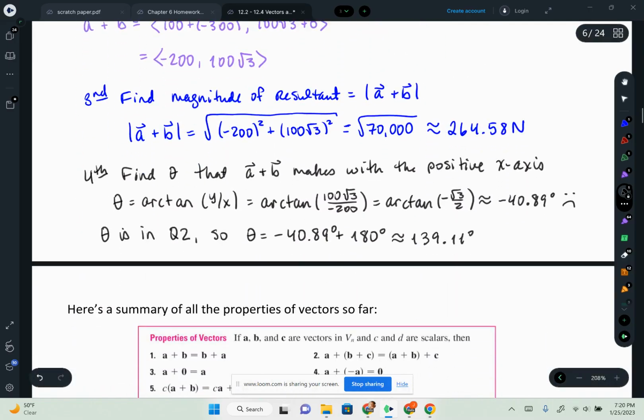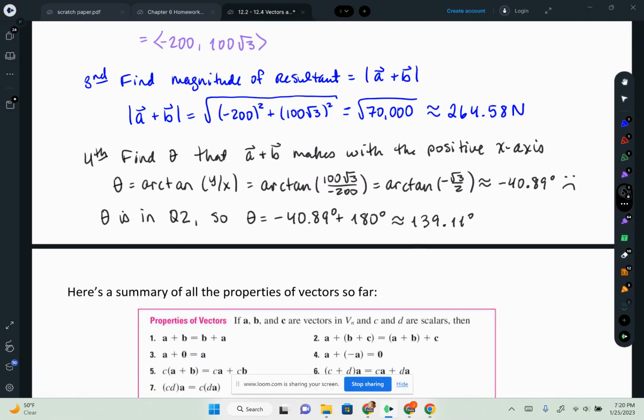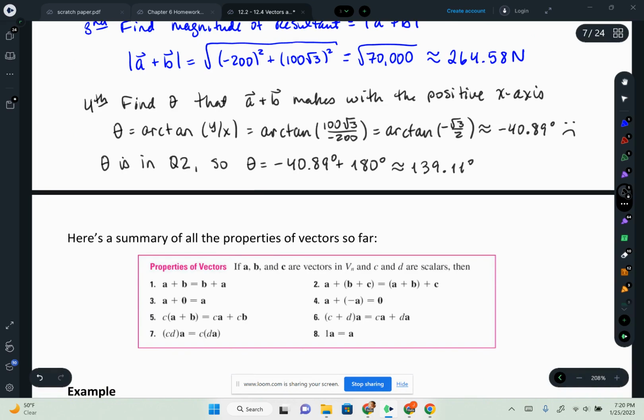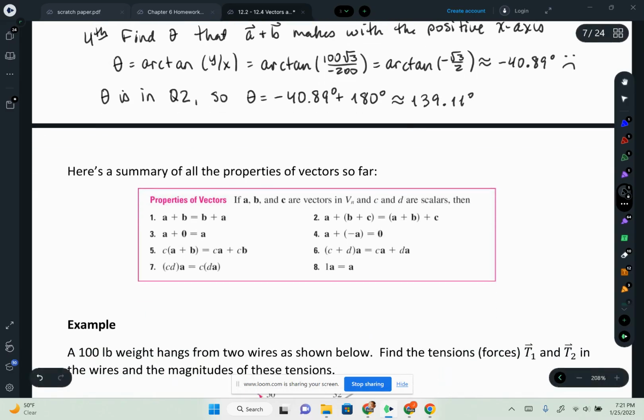All right, next one. We are going to be looking at another example, but first we have these properties of vectors that we've kind of been using, not necessarily naming them, but we do have these. The first property, A plus B is B plus A. That's our commutative rule.